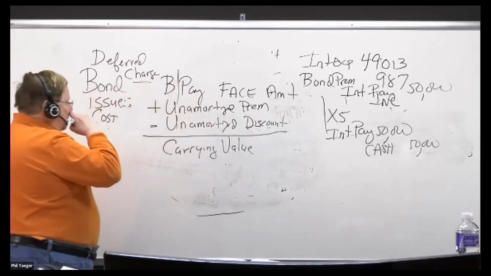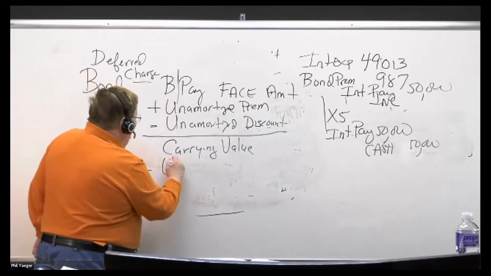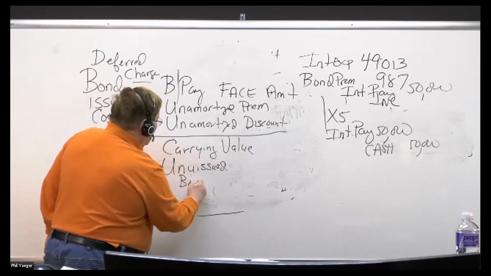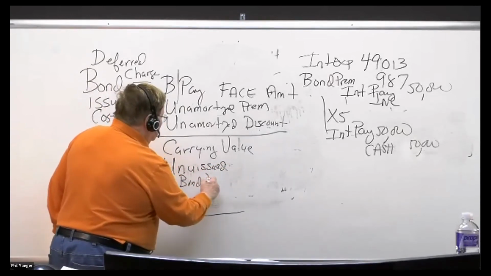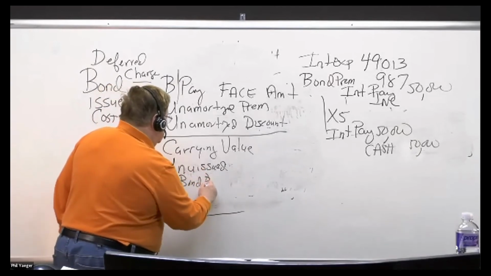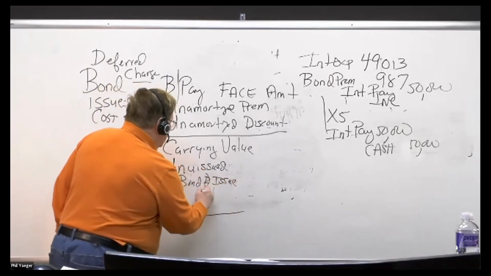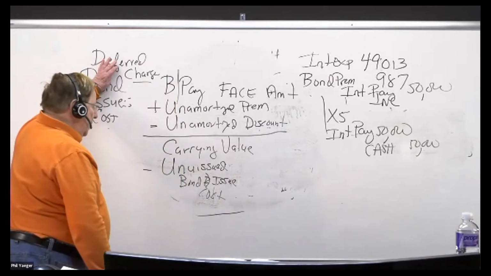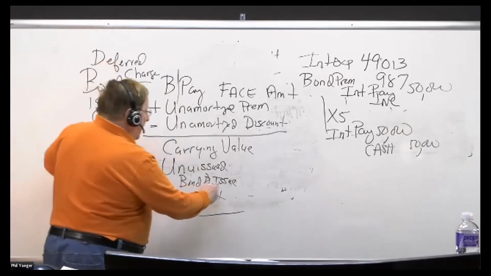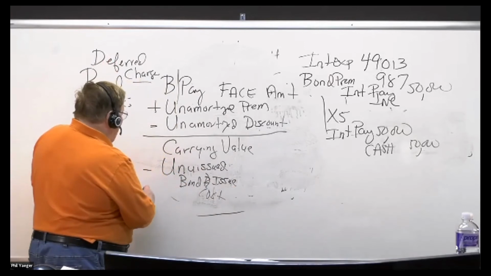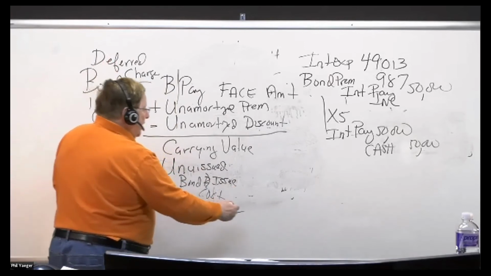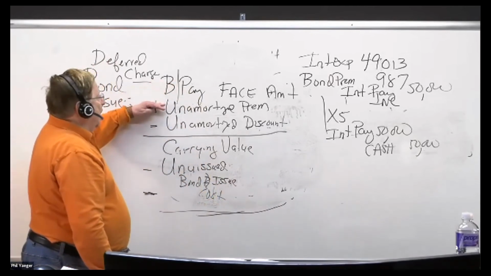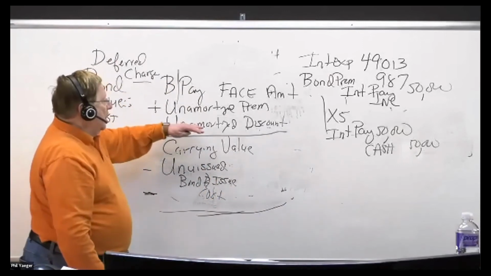The unamortized bond issue costs are a reduction of the carrying value of the bonds. So you keep amortizing the bond issue costs on a straight line basis over the life of the bond. But the amount of unamortized bond issue costs is now a what? A reduction of the carrying value of the bonds. So you take the carrying value, bonds payable plus unamortized premium, or subtract unamortized discount.